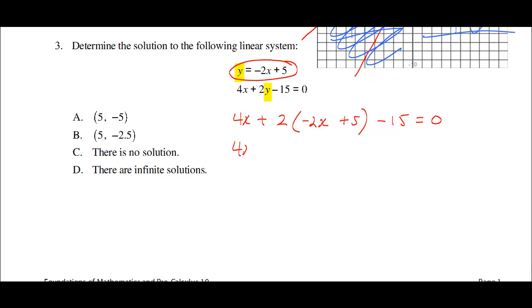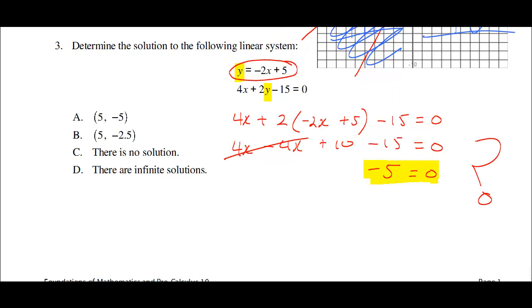So we have 4x plus, actually I'll end up making it minus 4x plus 10 minus 15 equals 0. And so what does that give us? The 4x's, notice how they cancel. We have 10 minus 15 is negative 5, and that leaves me with negative 5 is equal to 0. So negative 5 is equal to 0. Hopefully you are thinking that something fishy is up with that, all right?